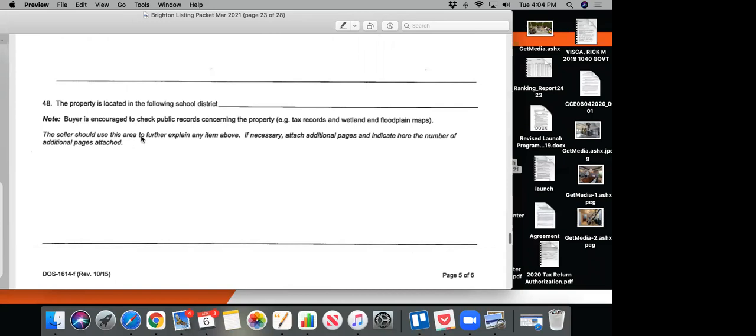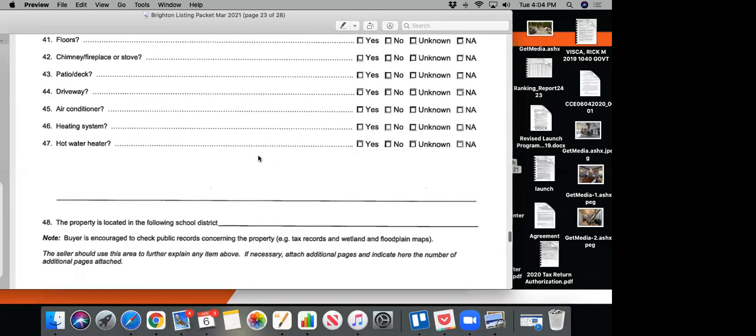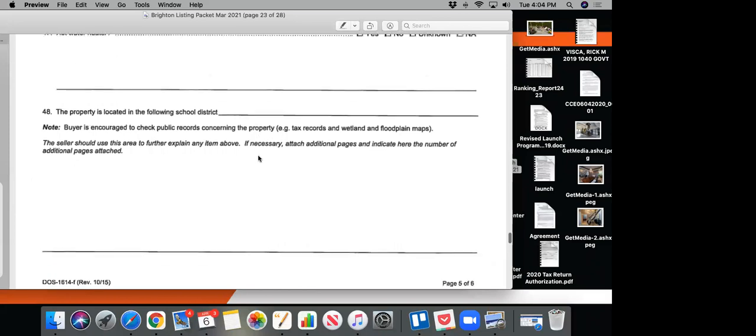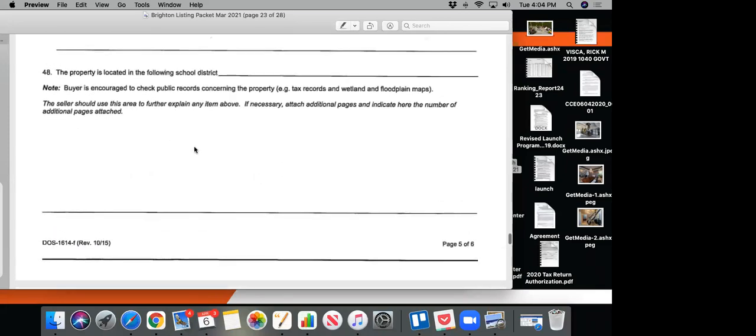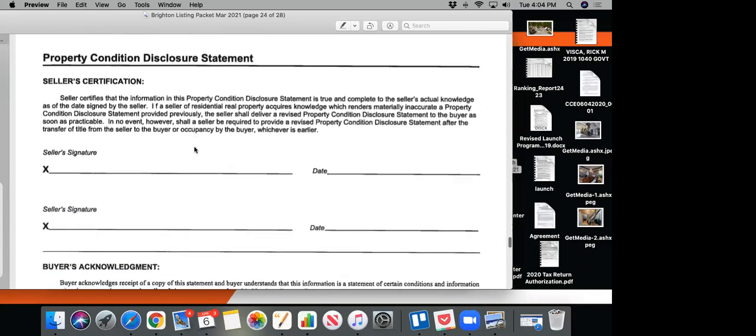In this market, they're a lot more accepting of things that might be wrong with the house if it's brought to their attention up front than down the road. But yes, that's something that they have to disclose. They sign.